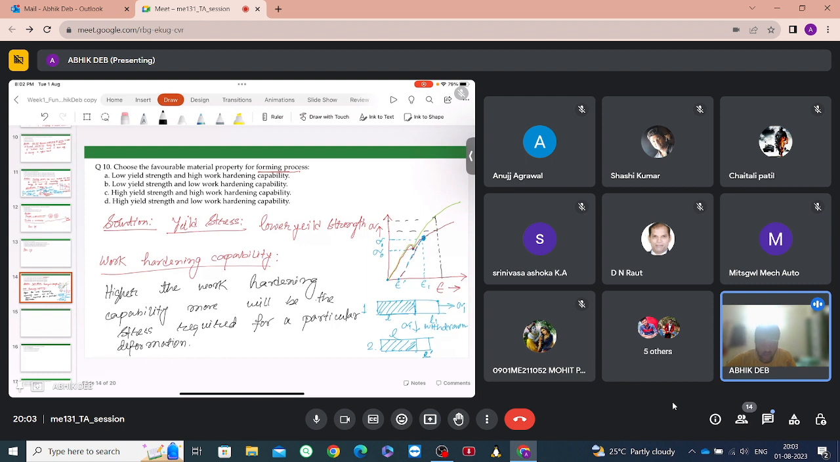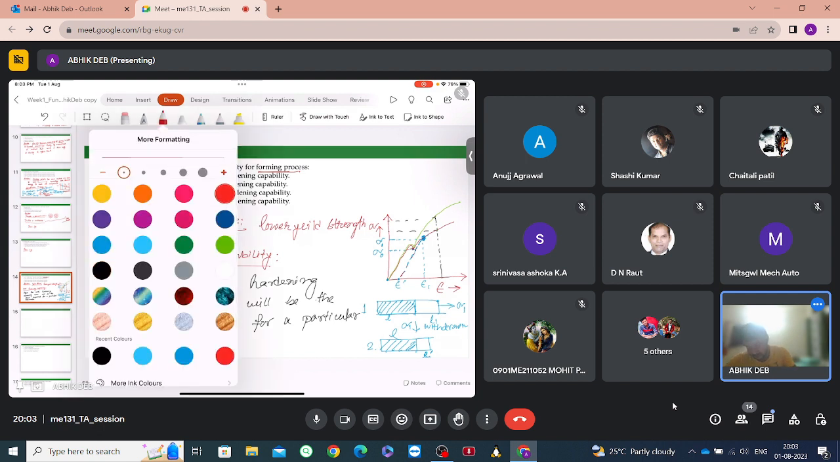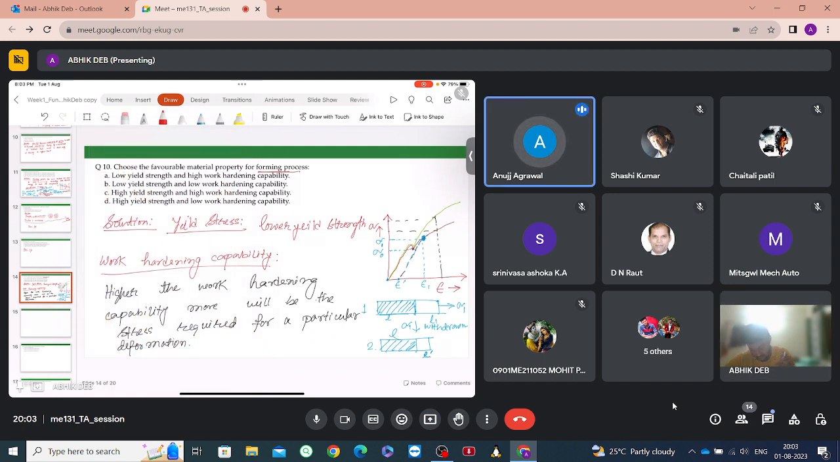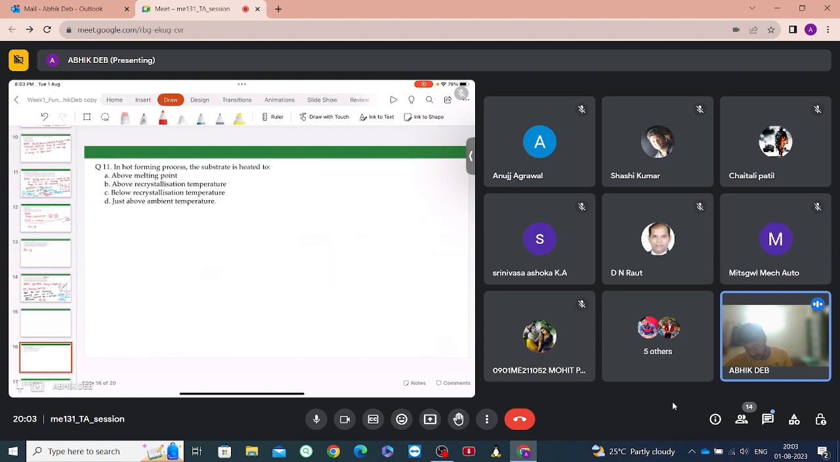So is it beneficial or non-beneficial? Is higher work hardening capability beneficial or non-beneficial in this respect? So not beneficial. Okay, yeah. So this is not beneficial. So which one will be the correct option? So B, low yield strength and low work hardening capability. Yes, exactly. So the correct answer will be option number B. So I hope it is clear.